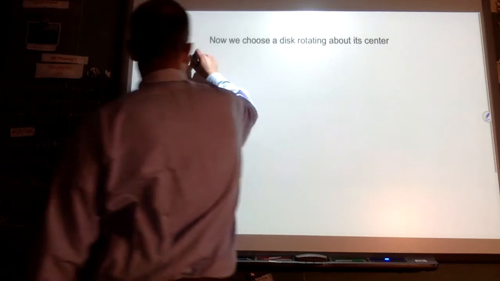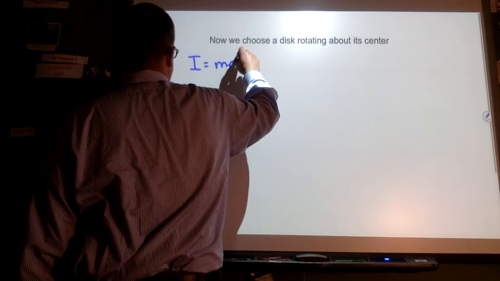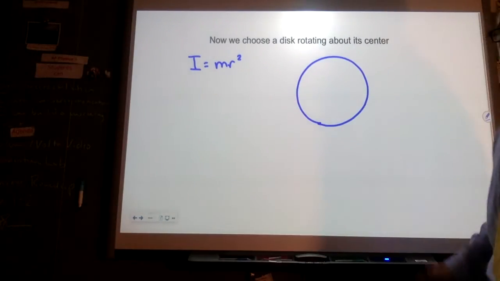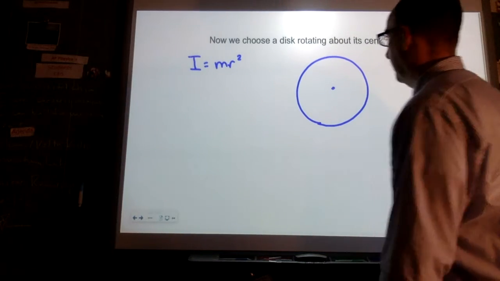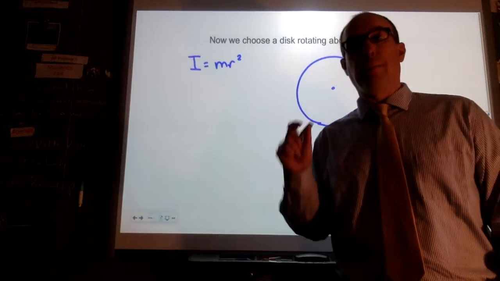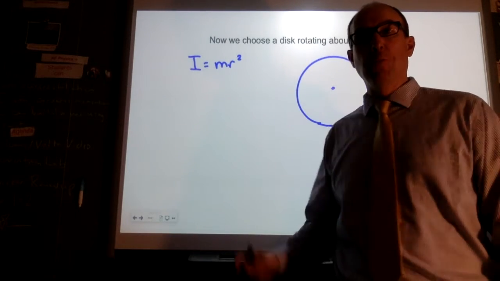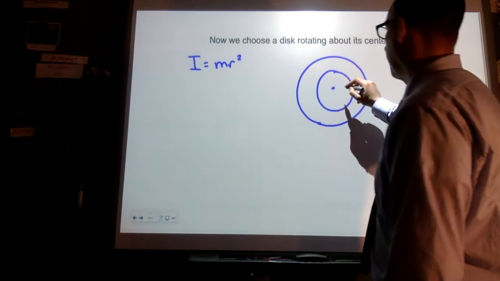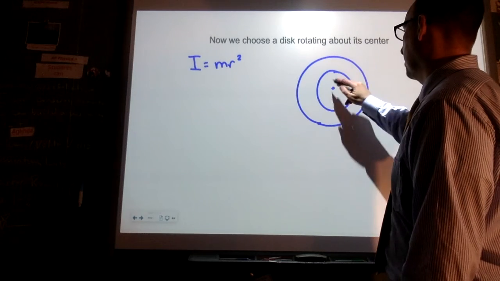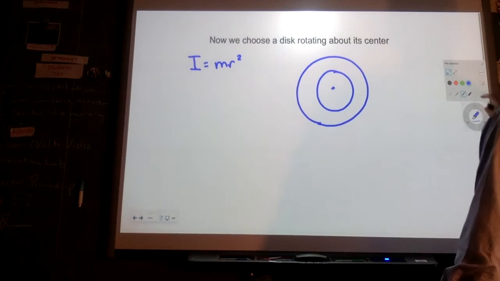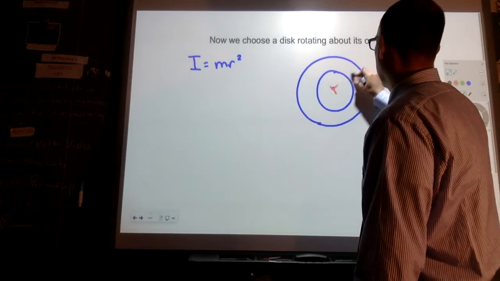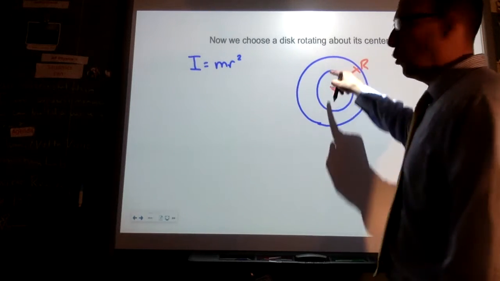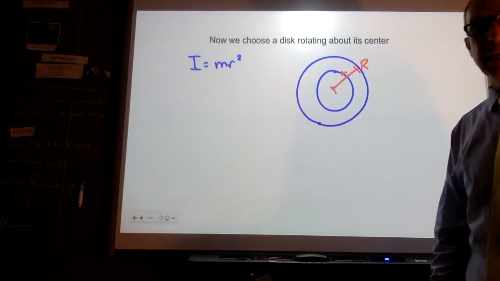So I'm going to start with what I had, which was I equals mr squared. And I'm going to think about what my disk is. I'm going to think about my disk as being a bunch of these individual hoops just piled on each other. So they're going to be a certain distance away. We'll call the distance from here R. And the distance from any hoop that we build into this disk is going to be little r.